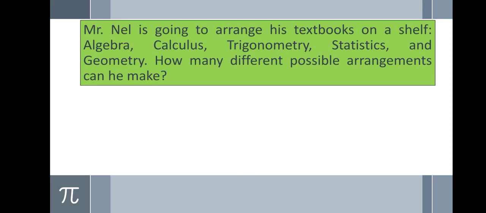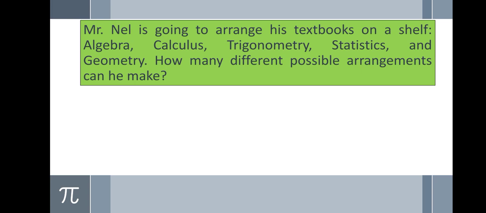Mr. Neil is going to arrange his textbooks on a shelf: algebra, calculus, trigonometry, statistics, and geometry. How many different possible arrangements can he make? Again, we're talking about different objects. This is linear permutation also, since we're going to arrange textbooks on a shelf in a row. This is linear permutation, that is n factorial.